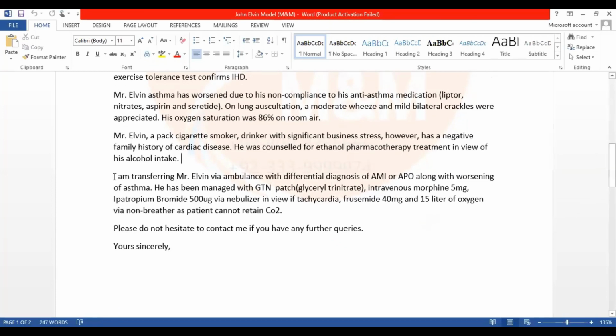Then this is the conclusive paragraph: I'm transferring Mr. Elvin, with the details done again. Then the management that the GP has done in the hospital, and then you have to close it off, right? So this is just for general understanding.